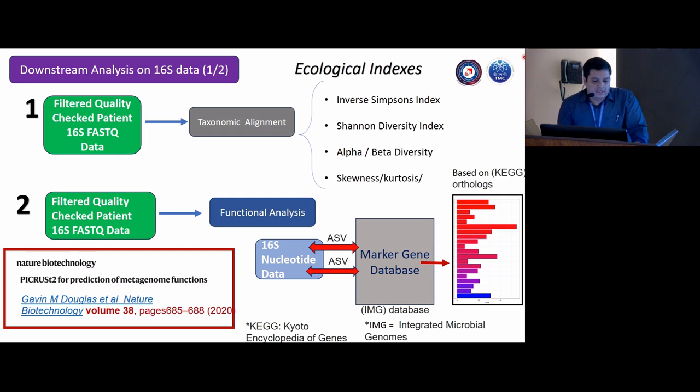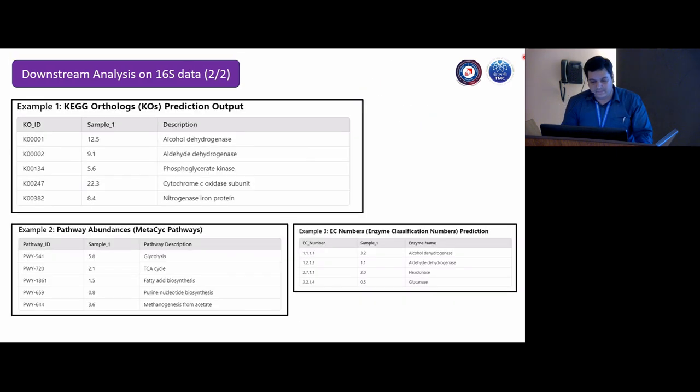Once you get the abundance table, you can use ecological indexes to quantify your taxonomical profile, and I will show you how clinically important it is. You can do functional analysis. This paper in Nature Biotech tells you which pathways are enriched in your stool sample. So a lot of physiology and biochemistry, you can gain those insights.